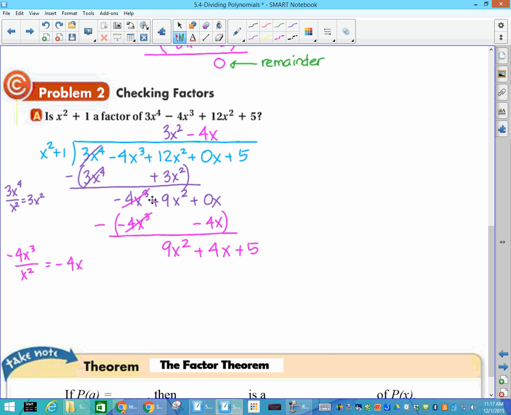And let's go with, what do I multiply x squared by to get 9x squared? I hope y'all can see that one. That's a pretty easy one. That's 9. And so 9 times 1 is 9. And 9 times x squared is 9x squared.